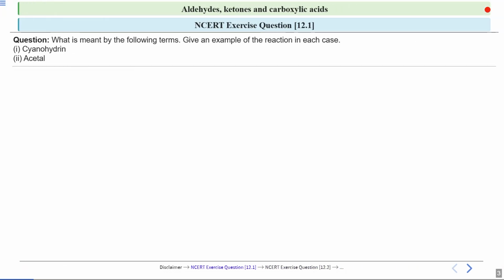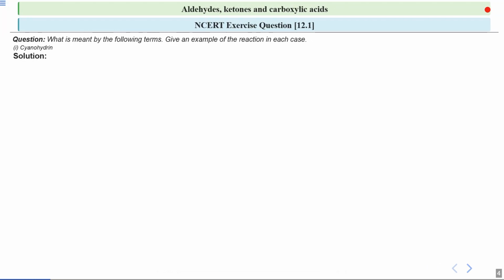So let's begin with the question. So first question which we are going to see is NCERT question 12.1. So first let us see what this question is saying. It is asked what is meant by the following terms, and you have to give an example of the reaction in each case. First is cyanohydrin and another one is acetal. Now let's see the solution part.